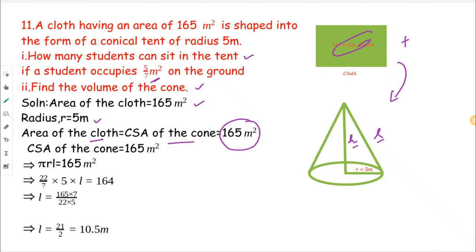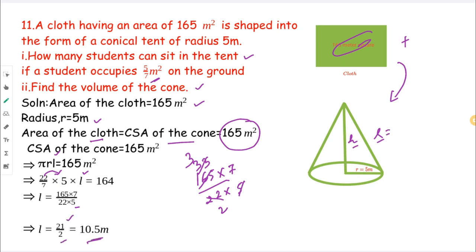So first let's try to find the slant height. What is the curved surface area of the cone formula? Pi r L. So we're trying to find the L here. So pi is 22 divided by 7, pretty simple, and then they've given us a radius equal to 5, and we're trying to find the slant height. Now we'll do cross multiplication. This 22 into 5 will go down to the denominator, this 7 will go up. Then we have 165 into 7 divided by 22 into 5. 5 ones are 5, 5 threes are 15, 5 threes are 15. Then 22 in 11 twos are 22, 3s are 33. Then I'll have 21 by 2, which when I divide, I'm going to get 10.5 meter.